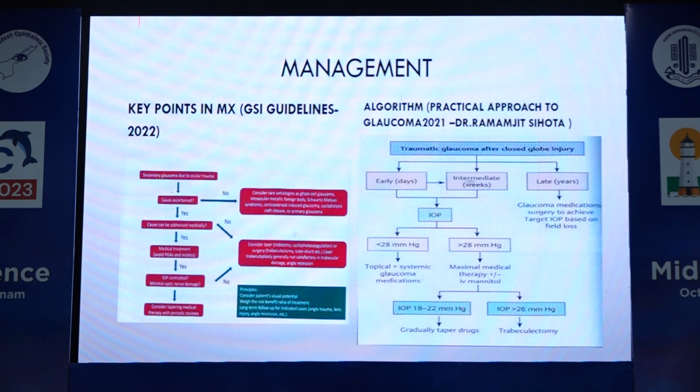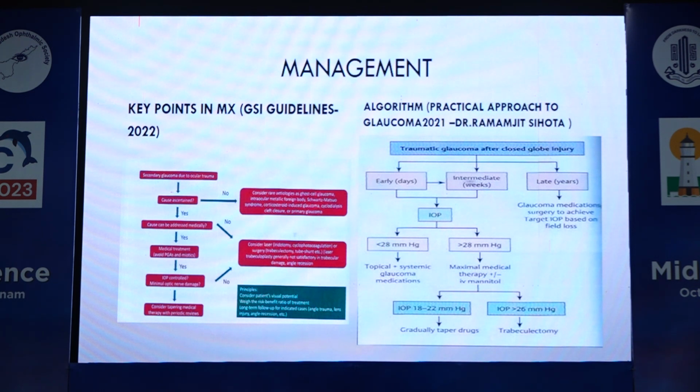In case there is angle recession and no IOP rise when the patient presents to you, the patient requires lifelong follow-up, because angle recession induced glaucoma can occur any time between 3 years to 10 years. So on my right, that algorithm says traumatic glaucoma after closed globe injury.